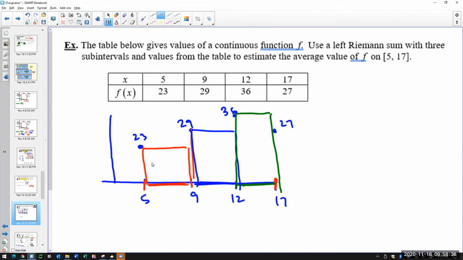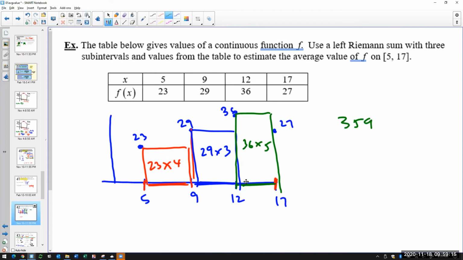So the red rectangle would be 23 times 9 minus 5, which is 4. The blue rectangle would be 29 times 12 minus 9, which is 3. And the green rectangle would be 36 times 17 minus 12, which is 5. So I'm going to use my calculator and add all these up. So 23 times 4 plus 29 times 3 plus 36 times 5. And I'm getting 359. Did you guys get 359? So that is the area under the curve, so to speak.